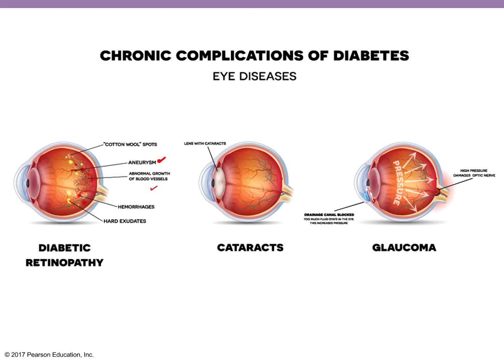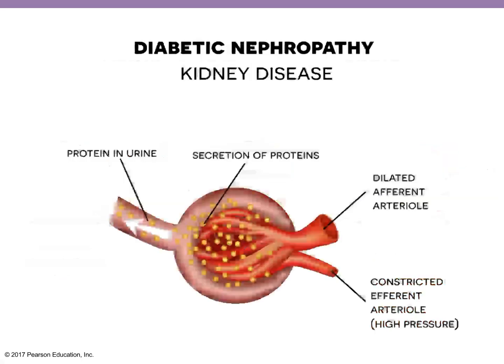So aneurysm, abnormal blood vessel growth, hemorrhages, okay? So diabetic retinopathy. We already looked at cataracts, which is the swelling of those lenses. And then glaucoma is also implicated here. I'm not going to talk about glaucoma, but just know that you can have a pressure change inside the eye, and glaucoma can also lead to blindness, actually. That compresses the retina. Okay, so 3 complications of the eye.